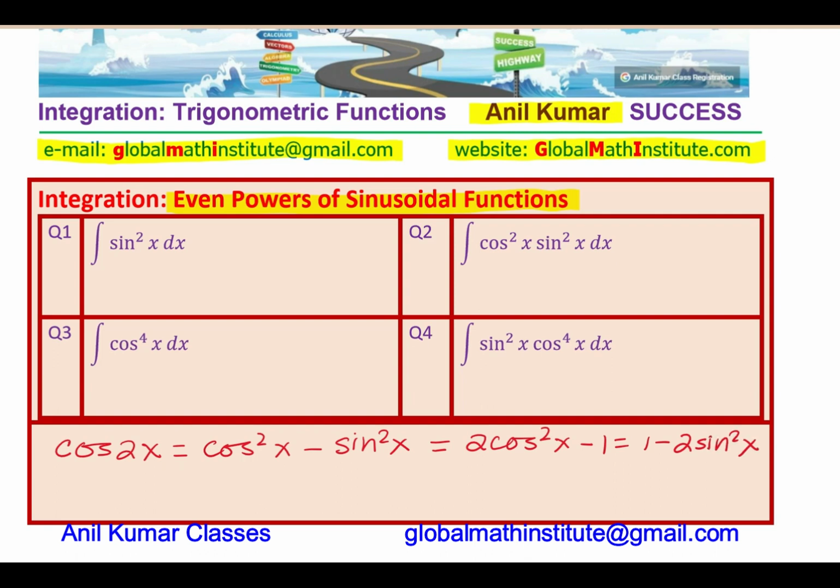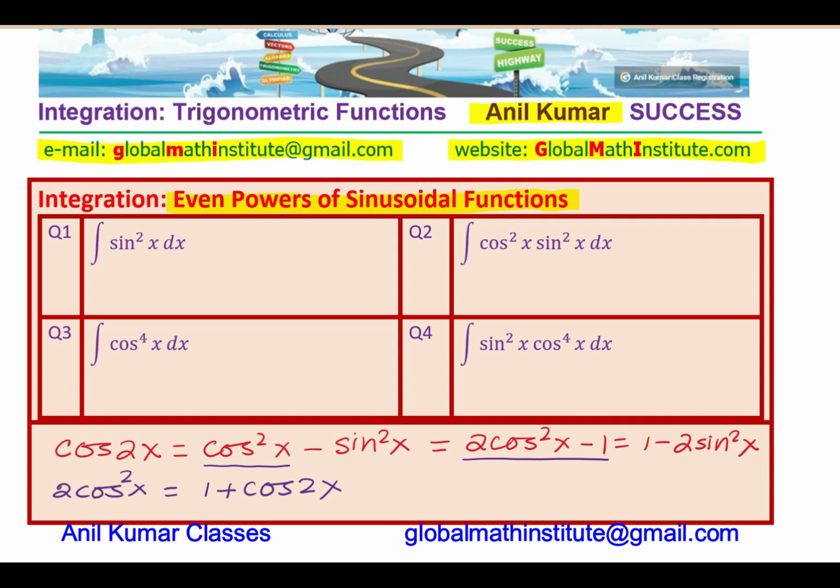Now, this double angle formula for cosine helps us to write the squares and even powers in the form of angles. So we can write cos square x using this: cos 2x is 2 cos square x minus 1, so I can write 2 cos square x as equal to 1 plus cos 2x. With that, we convert the square into a double angle.